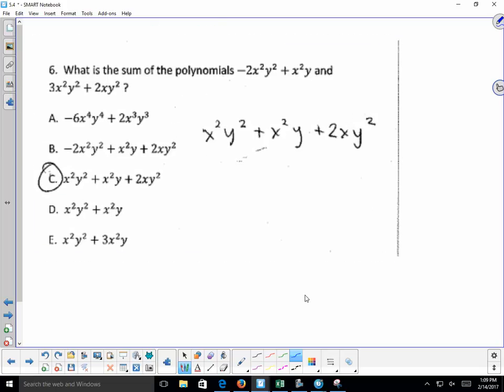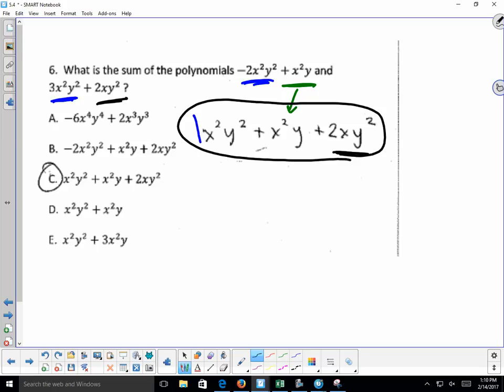So you're adding like terms. This is an x squared, y squared term here. And you're adding it to this x squared, y squared term here. They're like terms, so negative 2 plus 3 is 1. So that's why I get a 1 x squared, y squared. And then if I look at x squared y, there's no other x squared y term, right? So I just need x squared y. And then I also have a 2xy squared, right? So I need that as well. I can't combine those, they're not like terms. So this would be my answer, would be C.